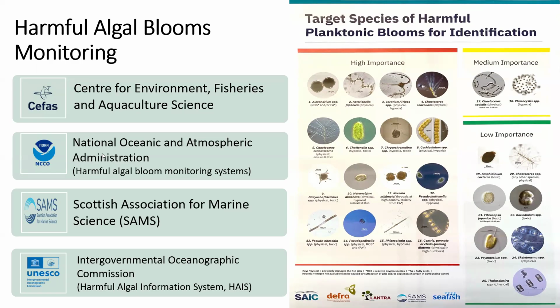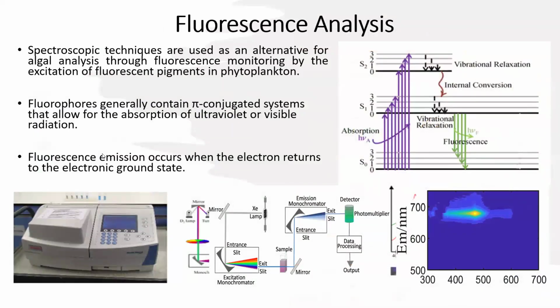These agencies use satellite images and sample collection to monitor bloom species and toxin concentration, providing a database for bloom events. However, due to the complex nature of algal blooms and their unpredictable behavior, new technologies are needed to understand and manage harmful algal blooms in the marine environment. So, based on these findings, one way forward can be through fluorescence analysis.